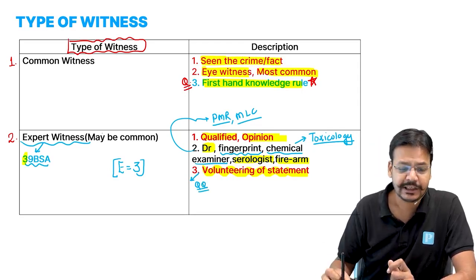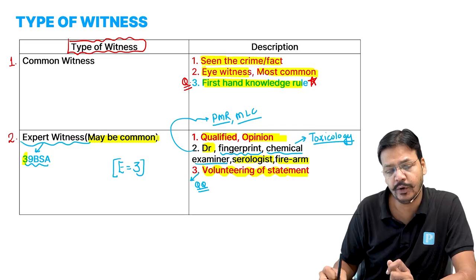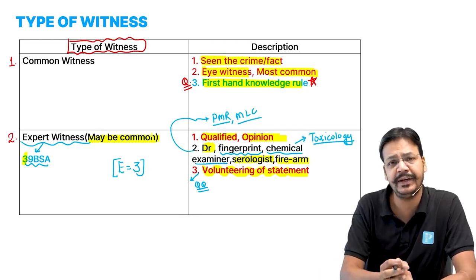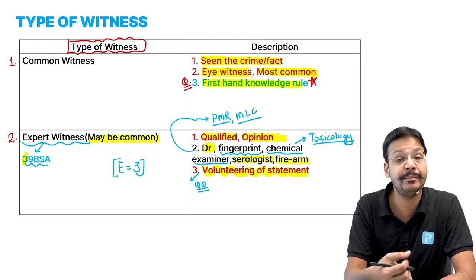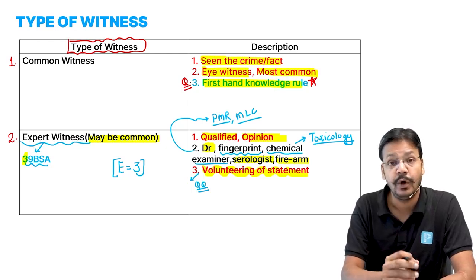Now, sir, an expert witness may be a common witness also, because he can see the crime as well. An expert witness can be any type of witness, but any type of witness cannot be an expert witness. So this is also very important.